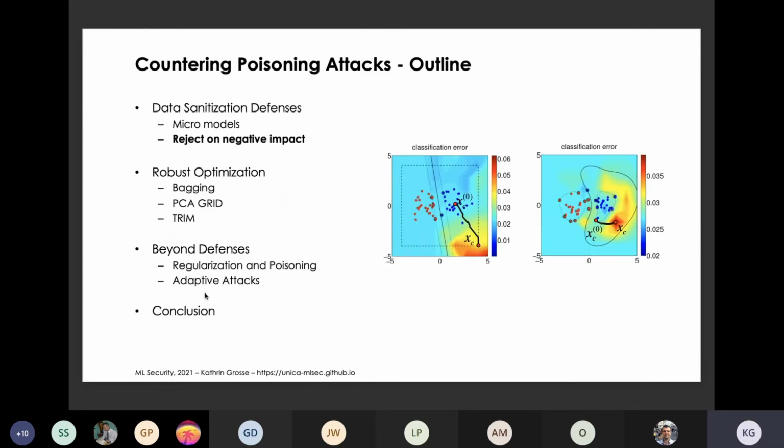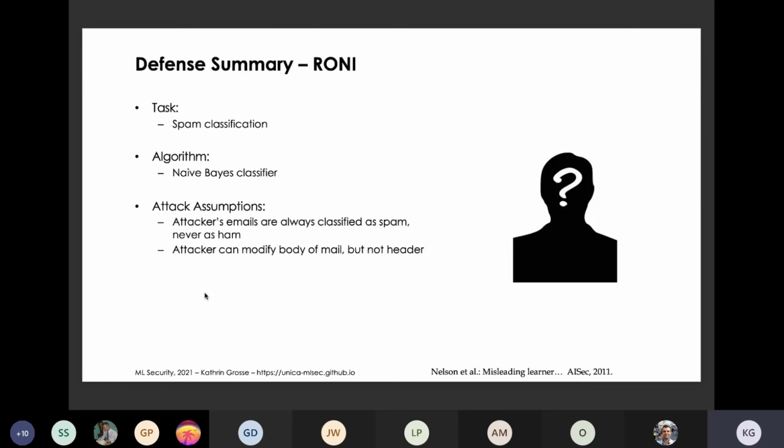Okay, so that was already the first data sanitization defense. So now we're going to see a different defense, which is also doing data sanitization, which is called reject on negative impact, or RONI. Again, let's talk about the setting we are in.